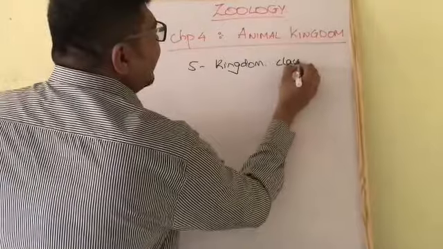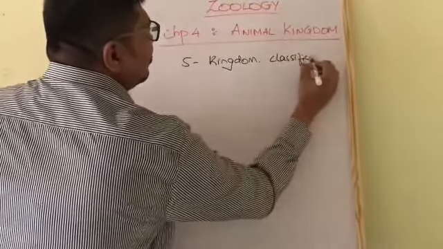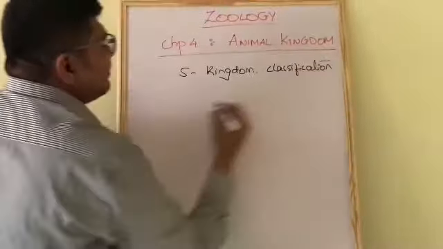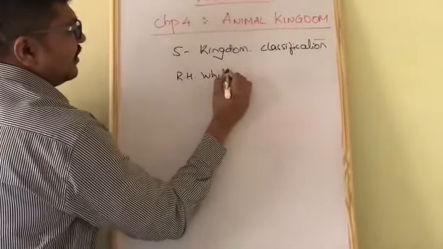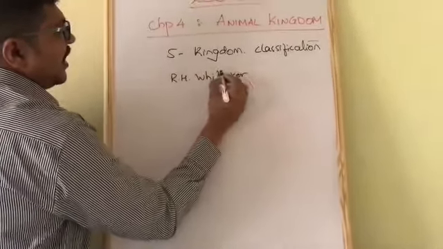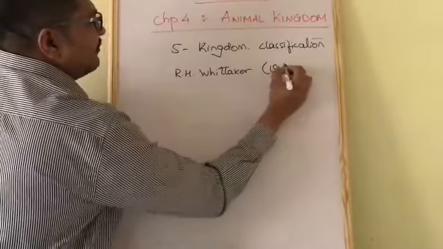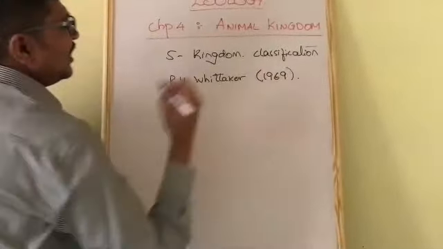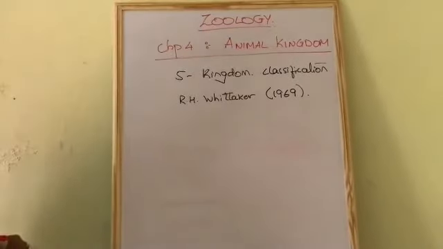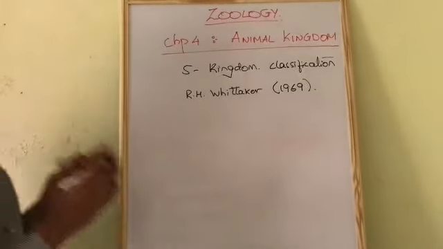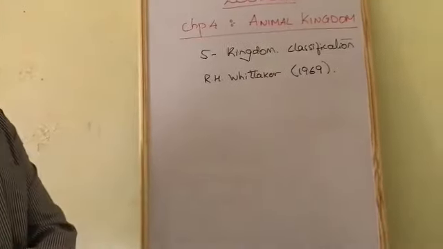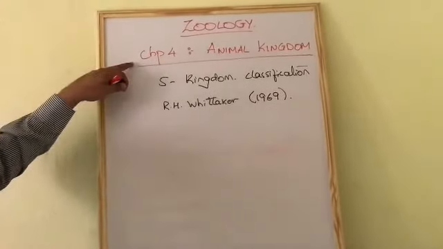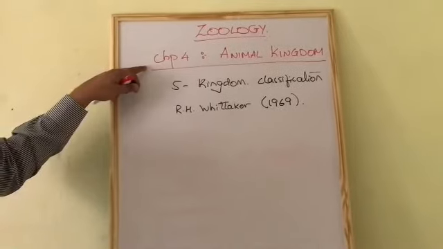Now this 5 kingdom classification, as you all know, was given by Mr. R. H. Whittaker. And he gave the 5 kingdom classification in 1969. According to this, he placed Monera, Protista, Fungi, Plantae and Kingdom Animalia. Out of that, we are going to do Kingdom Animalia in today's class.